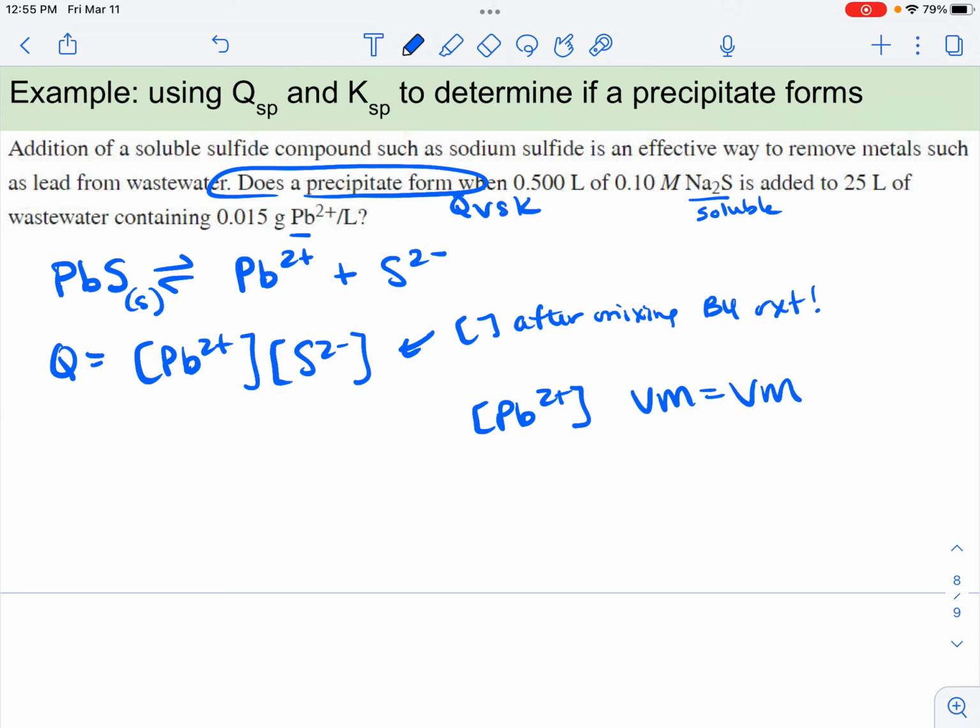And they don't even give me the molarity of this. So this is actually a hard question. Usually you're given molarities of everything, but I need the initial molarity, so I have to solve for that first. Okay, so I'm going to do that off to the side.